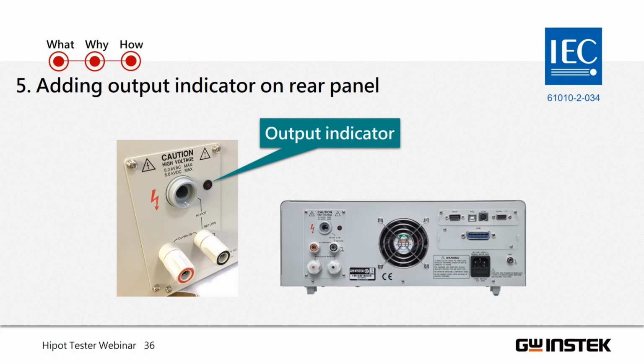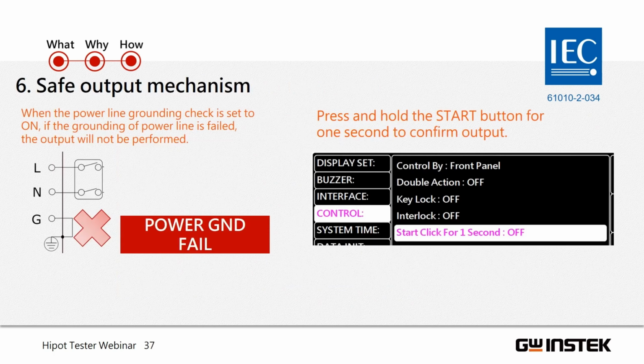Fifth, we add the output indicator to make the operator aware. Sixth, we add 2 new mechanisms for safety. One is the grounding check. If the grounding check fails, the output will be disabled. The other is the start button. The start button has to be pressed and held for 1 second to trigger the output. This function can avoid a wrong trigger if pressed by mistake. This function can be turned on or off in the utility setting.